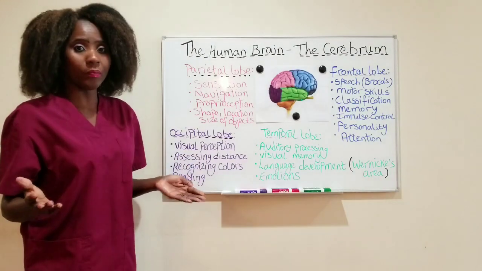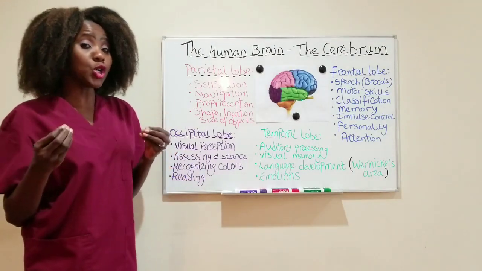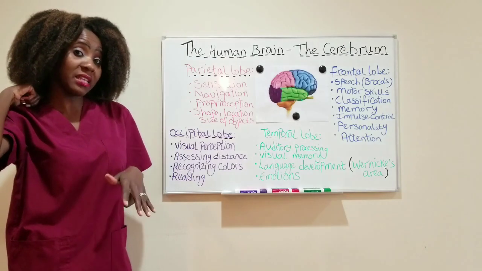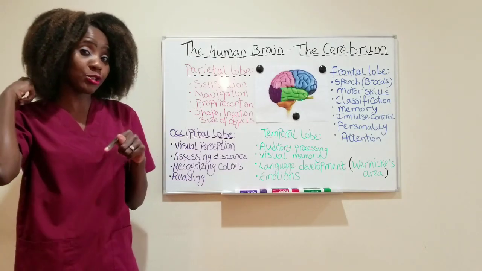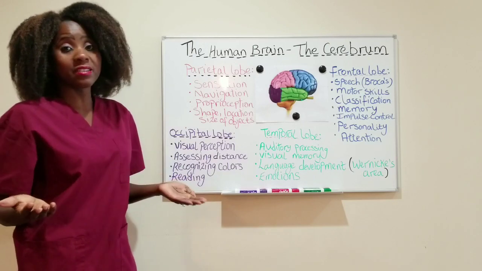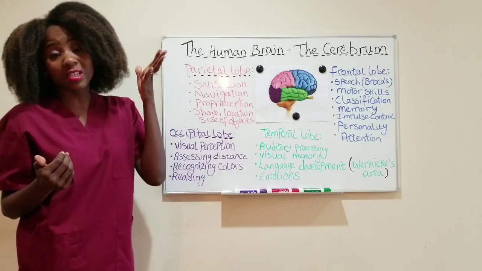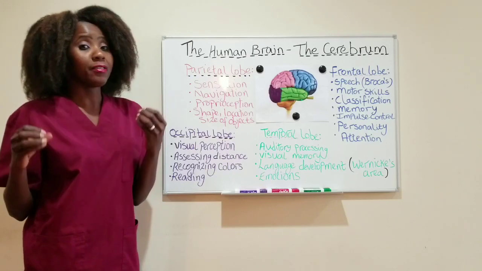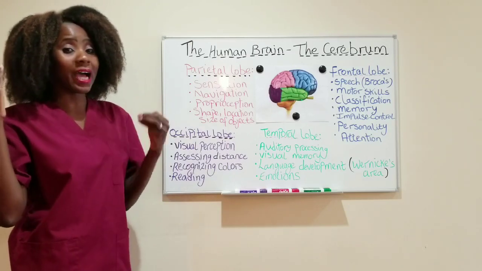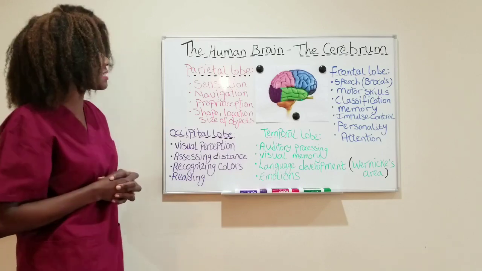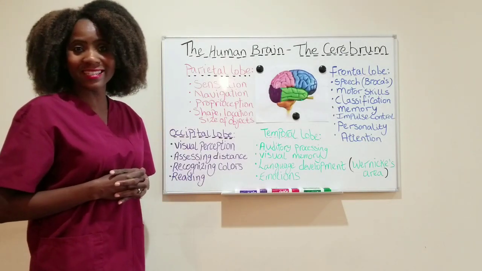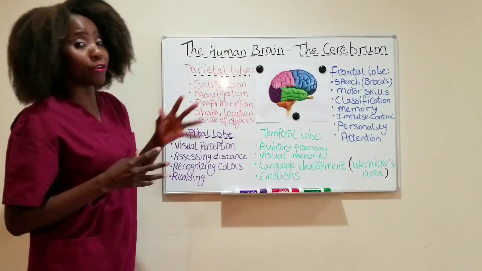Now, why is this so? This is because the motor neurons that run from the brain to the back of the neck to the brainstem crisscross when they get to the brainstem. So that's the reason why the motor neurons on the left side control actions on the right, and the motor neurons on the right side control actions on the left. So that's quite interesting.